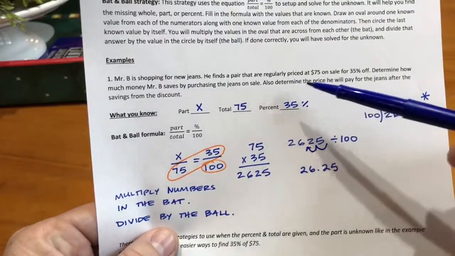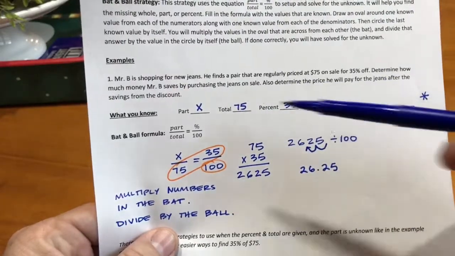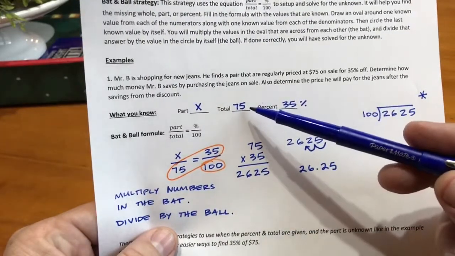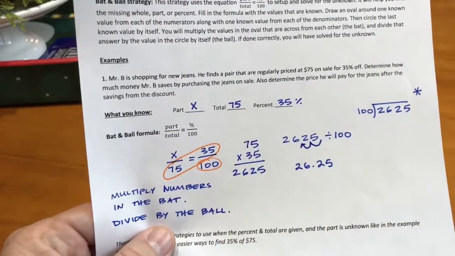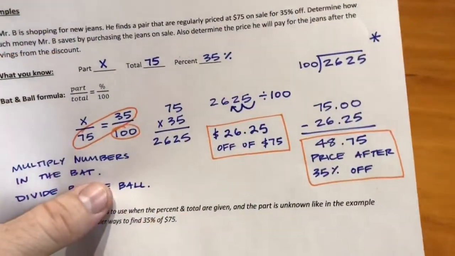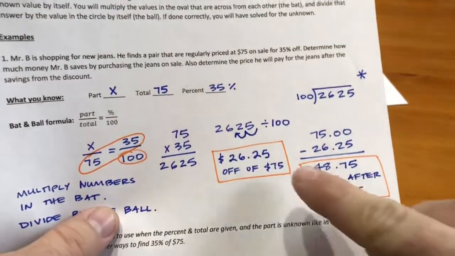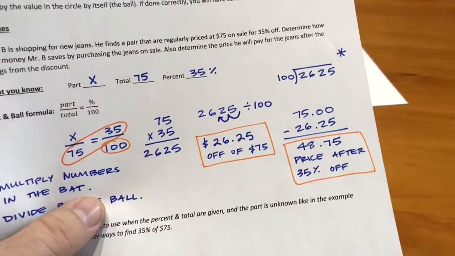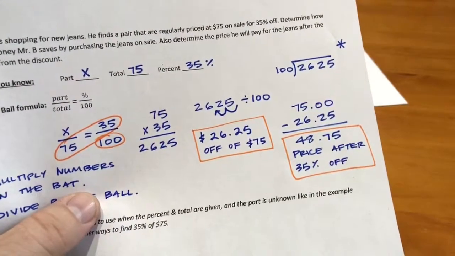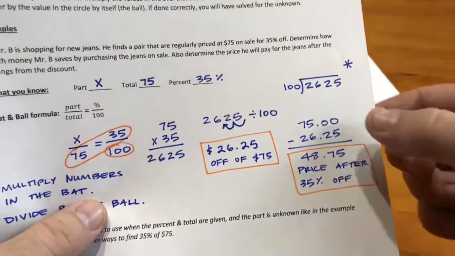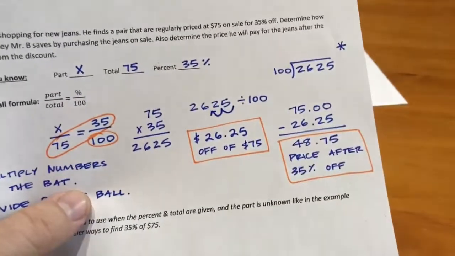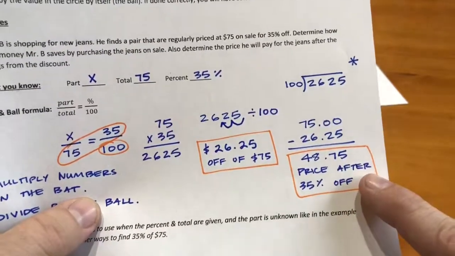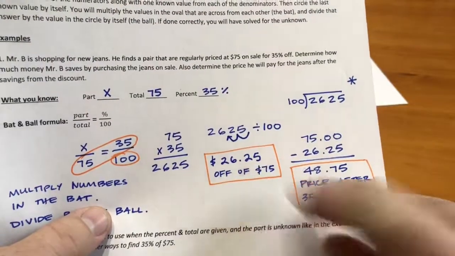The second part of the answer is determine the price that I will pay for the jeans after the savings from the discount. So obviously I need to take $75 now and subtract $26.25 from that to finish this question. We found out that $26.25 was the amount of a 35% of $75 discount. So that means I'm going to be able to take that much off. So $75 minus $26.25 would be $48.75. So the price I'm going to pay after the discount is here, and the amount of the discount is here.